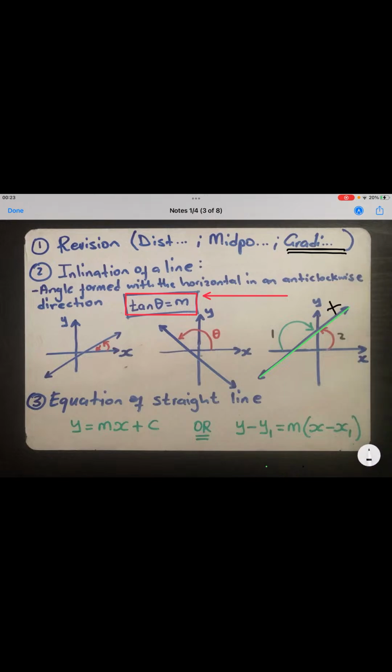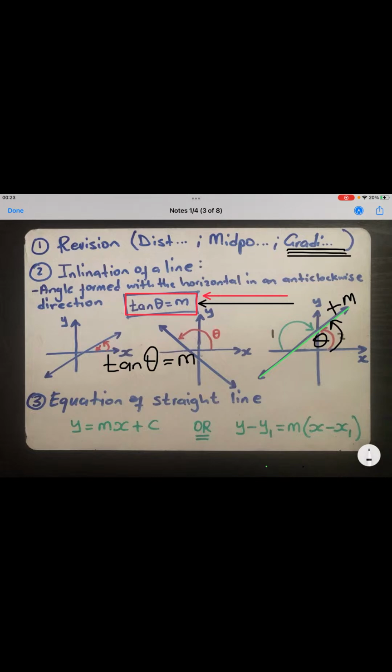Examiner might say determine that angle there, and you know that angle is the angle of inclination. It's very, very easy to calculate angle of inclination using that formula. So that formula says tan of an angle of inclination is equals to the gradient. That gradient is the same gradient that you find using the gradient formula.